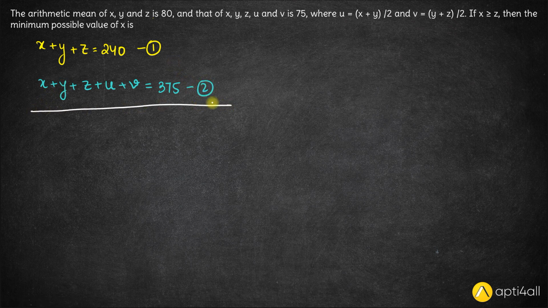Now from these two equations, if we subtract them, instead of x plus y plus z we know this is 240. So u plus v comes out to be 375 minus 240, which is 135. Okay. And now we know u is equal to (x plus y) by 2 and v is equal to (y plus z) by 2. Right.